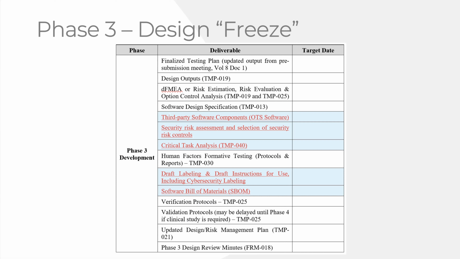You also need that software bill of materials. That's a new cybersecurity requirement. You should be doing a critical task analysis. That's part of your usability testing. So all the draft labeling and draft construction reviews, including cybersecurity labeling. So all these things, these are new requirements. And yes, we have design outputs.